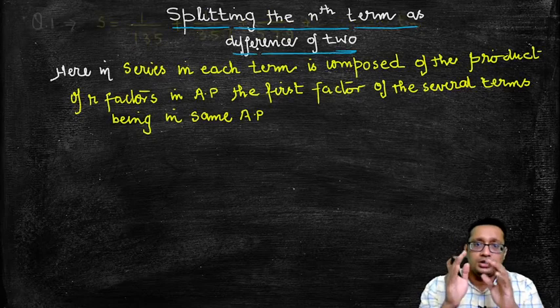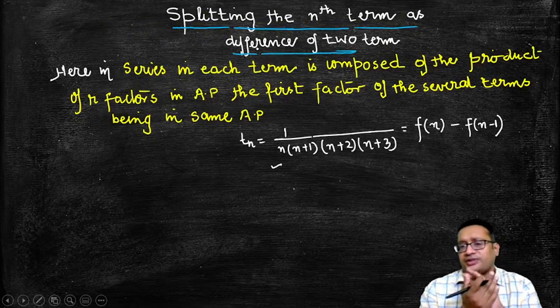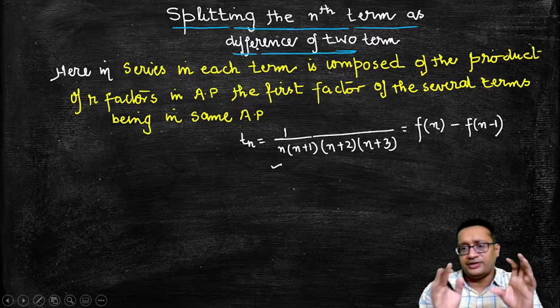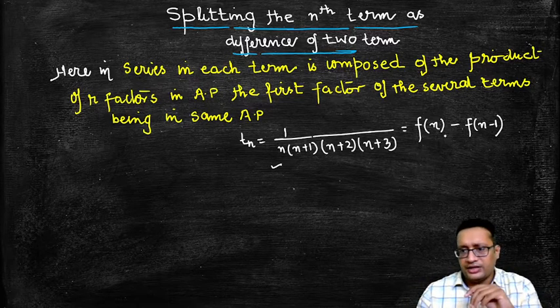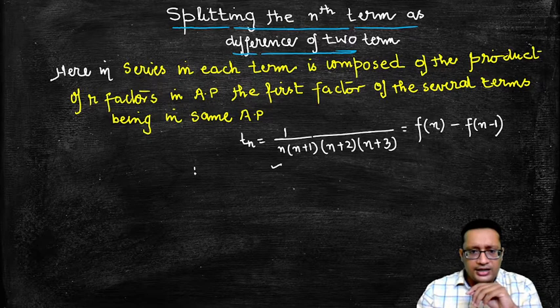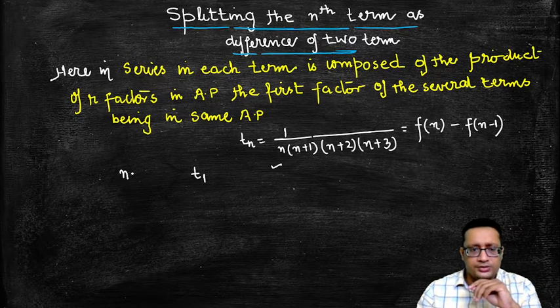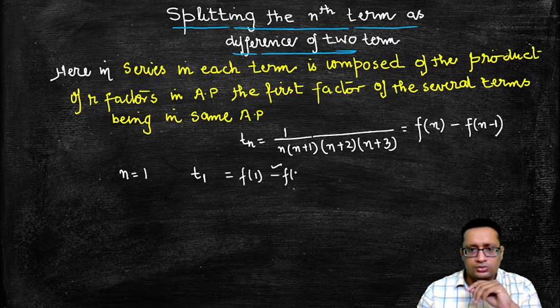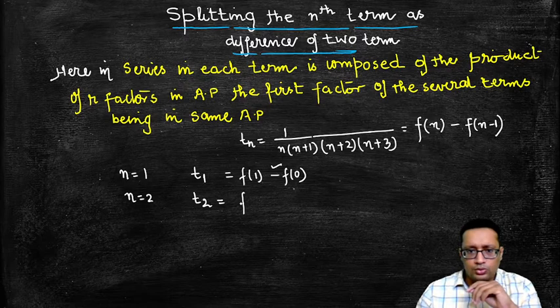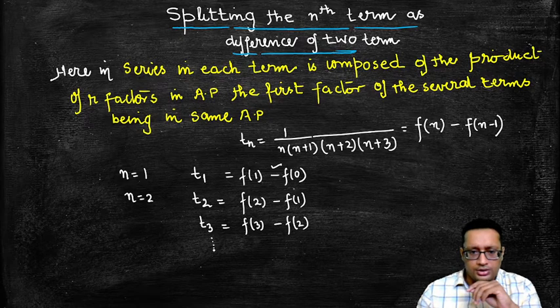So the method to solve such a series is to write Tn as a difference of two terms, f(n) minus f(n minus 1). After that I have to place n equal to 1. I will get f of 1 minus f of 0. If I place n equal to 2, I will get f of 2 minus f of 1. When I place 3, I will get f of 3 minus f of 2, and so on.